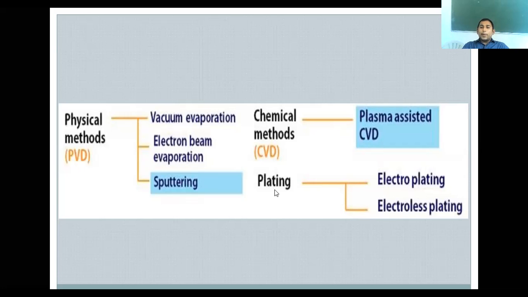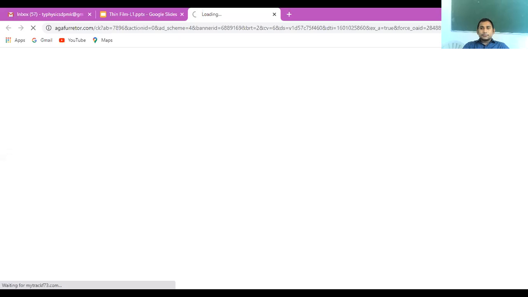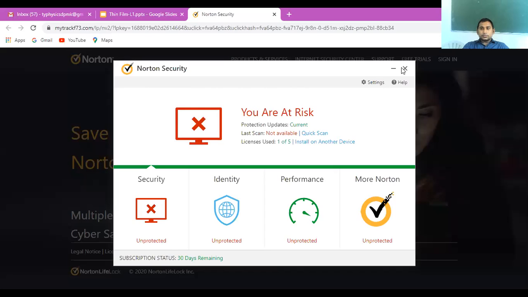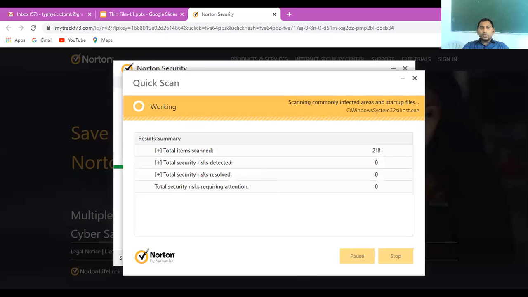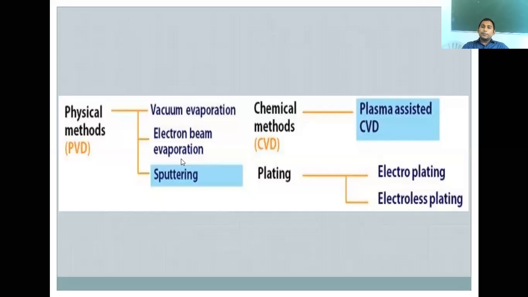Another one is the plating method, that is the electroplating method and electroless plating method. These are the routes, the methods, the techniques to deposit a material onto a particular substrate.